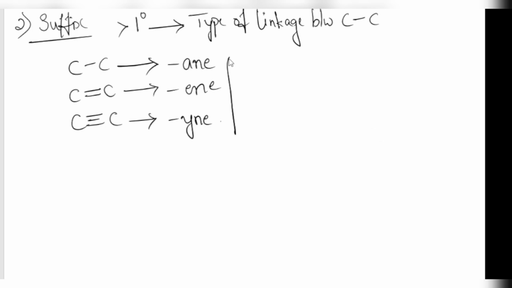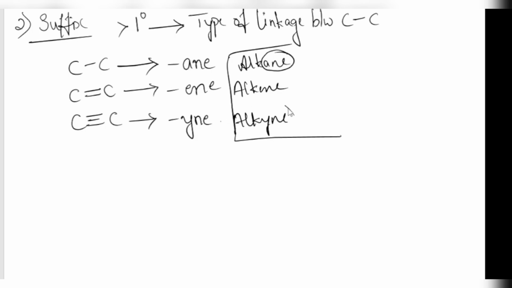How do we remember this? We already discussed the hydrocarbon classification. This is alkane, right? What are the last three letters? That is ane. Here alkene is there and here alkyne is there. The last three letters, whatever they are, we have to take into account when discussing the primary suffix. Now we'll discuss the secondary suffix.